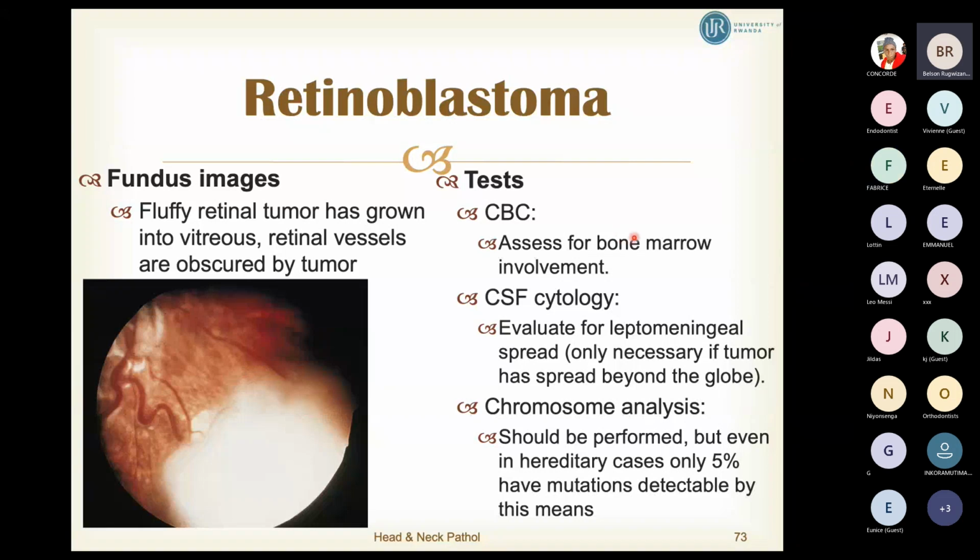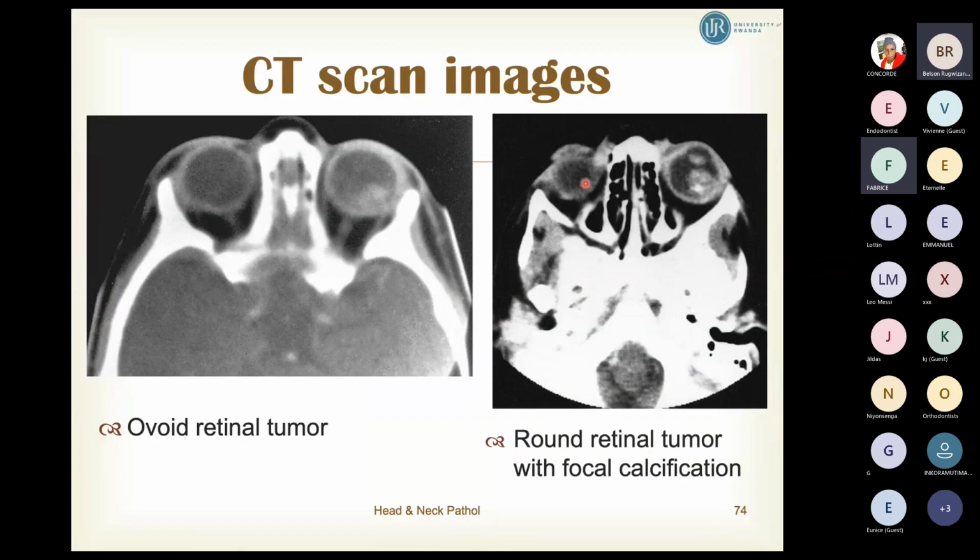So the tests are a complete blood count, CBC, to check for metastasis. Central, this is cerebrospinal fluid cytology. Usually they take this fluid and send it to pathology to screen if there are any malignant cells. Chromosomal analysis to look for the mutations.